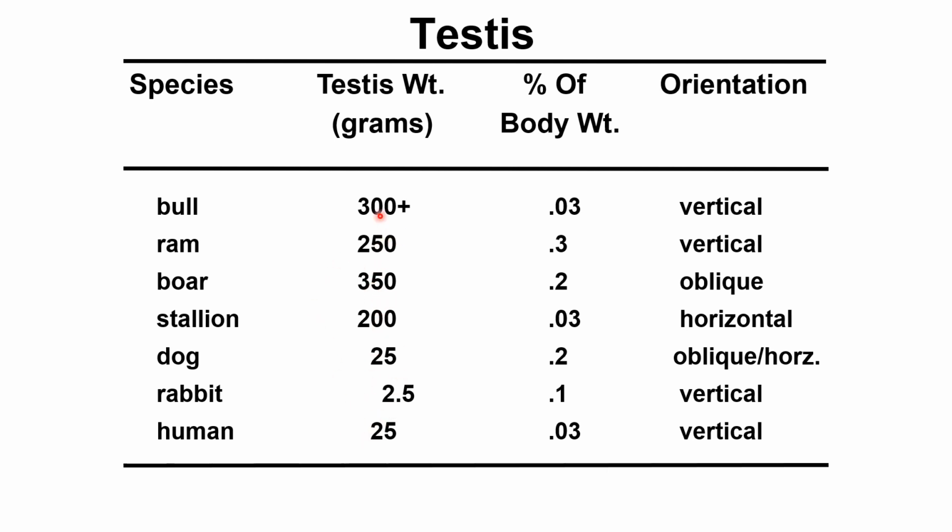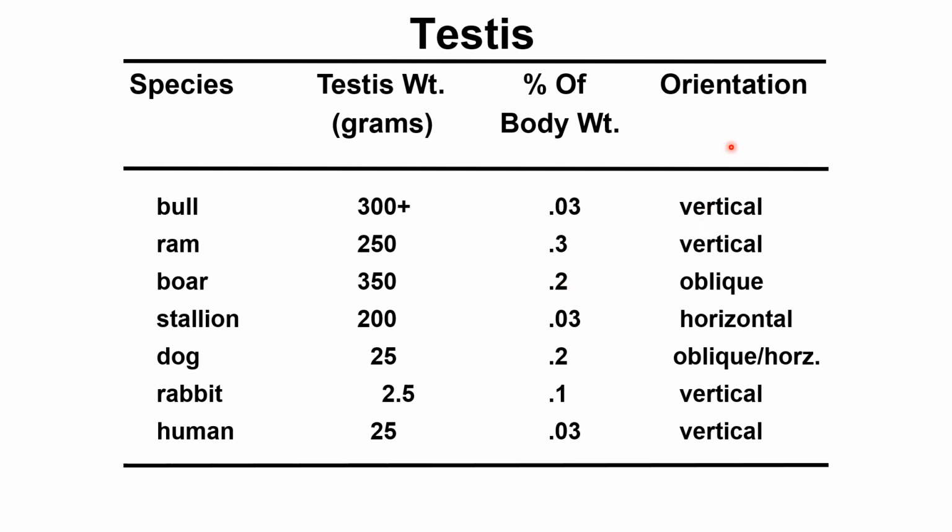So in here now we have the comparative feature of the weight of the testes. This is the percent of the body weight of the testes. So in bull, the testes is about 0.03% of the body weight. In boar, that is about 0.2% of the body weight.